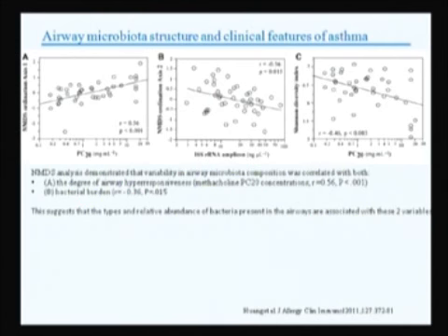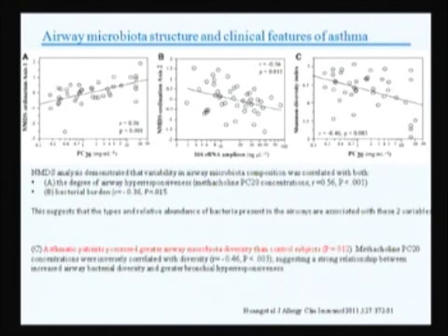This suggests that the types and relative abundance of the bacteria present in the airways are associated with these two variables. Again, I highlighted in red because I think that may have some message for us in our clinical practice, especially when we meet patients that seem to be difficult to control or otherwise don't seem to have a clear-cut reason why they would fail our standard therapy.